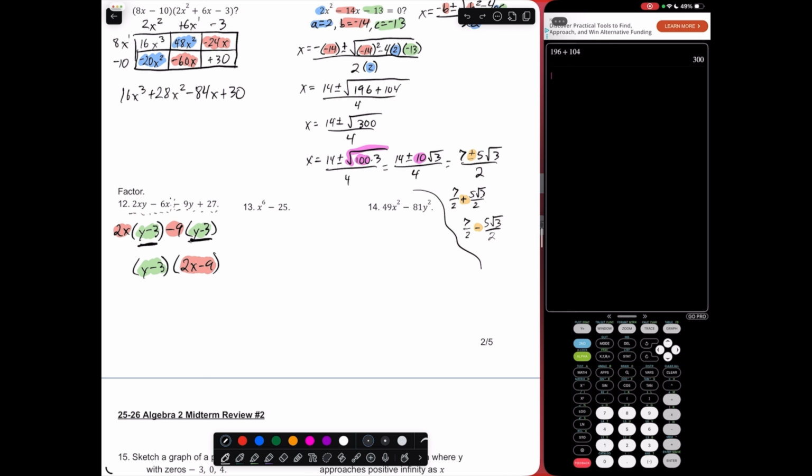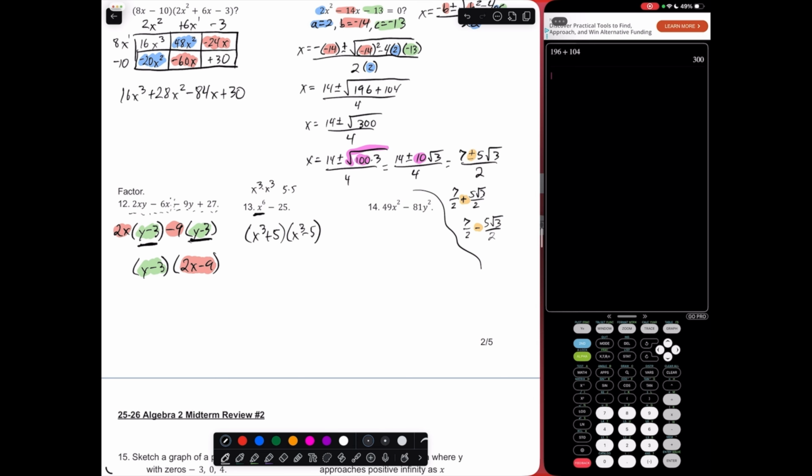13 and 14 are both difference of squares problems. We have a subtraction sign in between each of them, and they're both perfect squares. So x to the 6th is x to the third times x to the third, and 25 is 5 times 5. So that would become x to the third plus 5 and x to the third minus 5. Remembering the difference of squares rule will save you a significant amount of time.